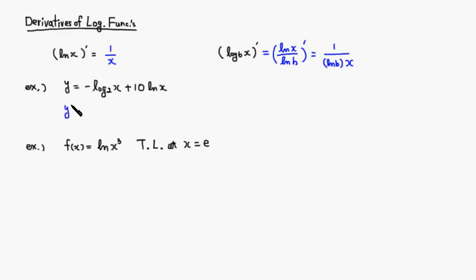y prime is going to be equal to, so there's a negative sign there, right? So it's going to be 1 over, the base is 2, so we have natural log of 2 on the bottom and x on the bottom, right? Plus, 10 is just a constant, so I'll just put it upstairs. The derivative of natural log of x is 1 over x, so it's going to be 10 over x, right? So this is the derivative of the function here.